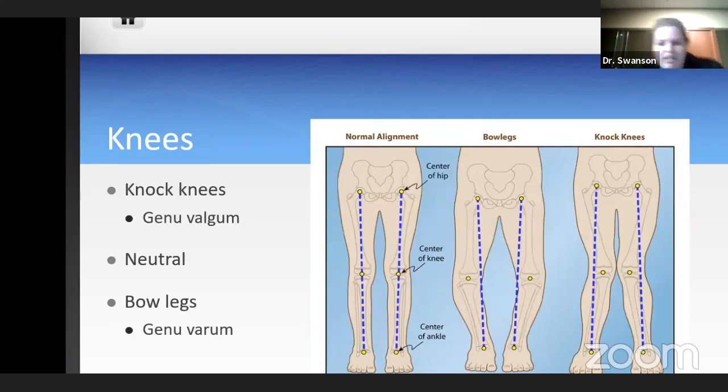And then the knees as well, also very important. So you can have different pathology with your knees as well. Knock knee, also known as genu valgum in the medical terms, which your knees are close together, which causes your feet to be farther apart, and that puts more pressure on the outside of your knees and then the inside of your foot. You can have neutral, which is obviously what you want. So there's a central alignment between your hips, your knees, and your feet. And you can also be bow-legged. So your legs are bowed at the knees, and then your feet are closer together, which causes more pressure to be on the inside of your knees and the inside of your feet when you're walking.